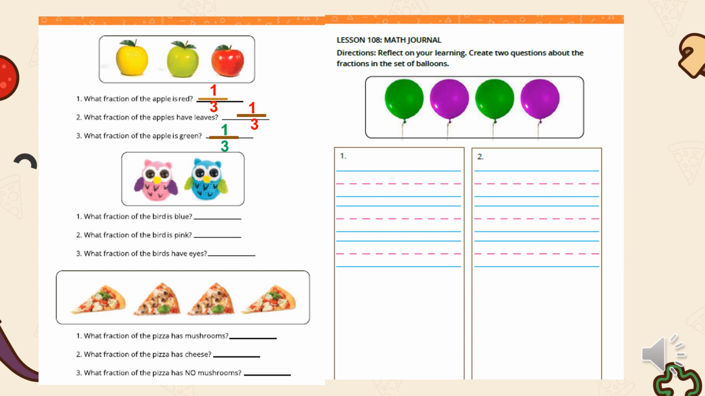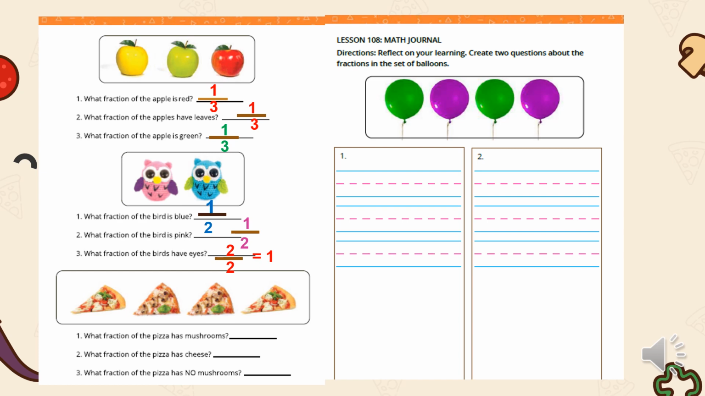Next, we have here a group of birds. What fraction of birds is blue? Just one blue bird and the total is 2. So the fraction will be 1 over 2. Number 2, what fraction of birds is pink? One pink bird over the total. Total 2. So the fraction will be 1 over 2. Number 3, what fraction of the birds have eyes? They are 2 and we have 2 birds have eyes, so the fraction will be 2 over 2 equals 1.